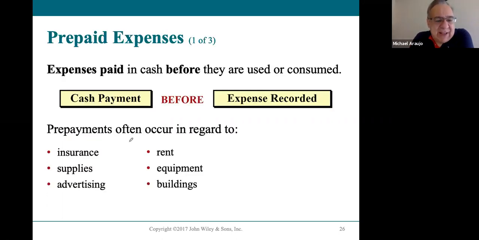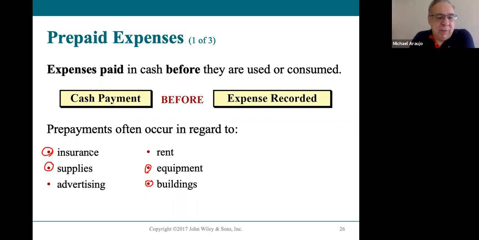There are a lot of assets that once we use them, turn into expenses. And you already know several of them from the earlier chapters. You know about prepaid insurance. You know about supplies as well. You've also heard about buildings and equipment. So you're familiar with those accounts already.